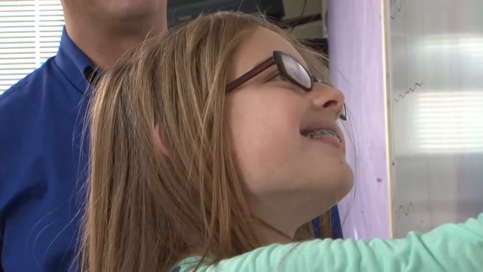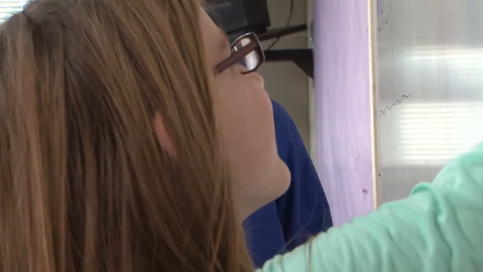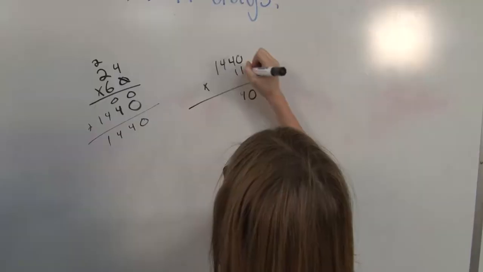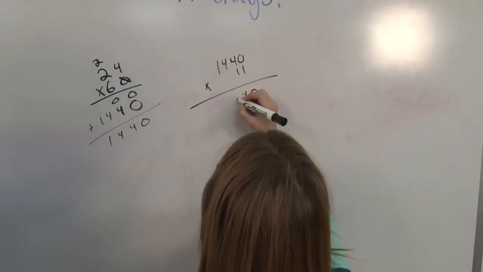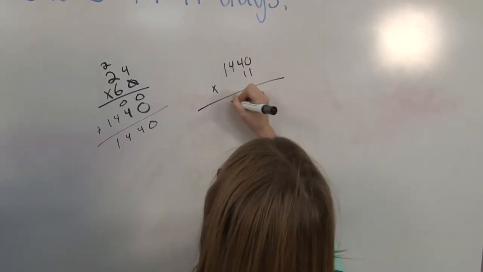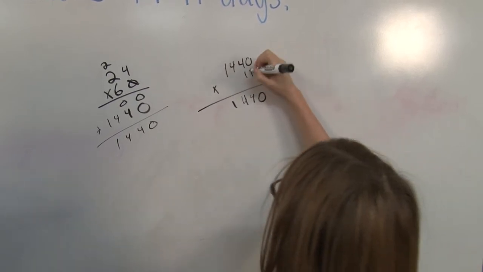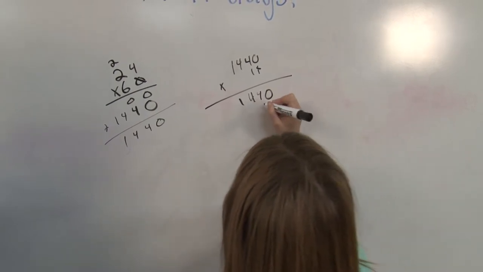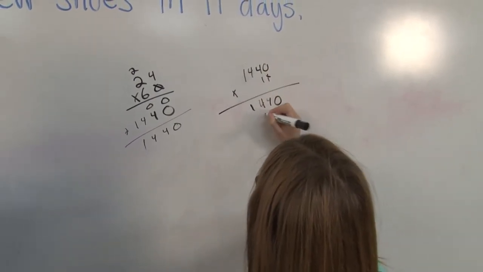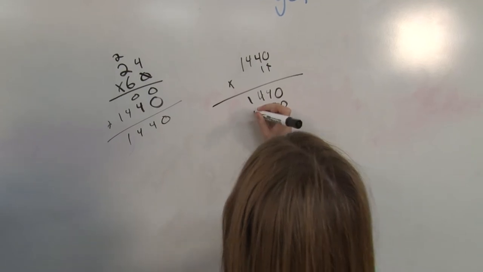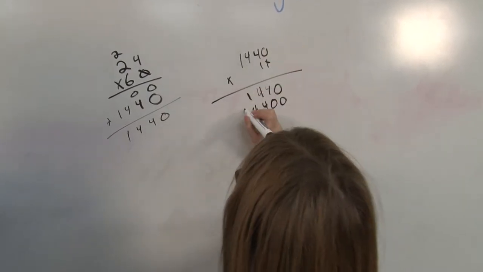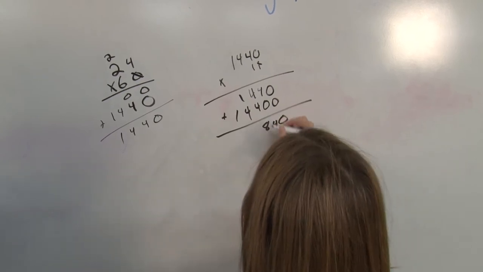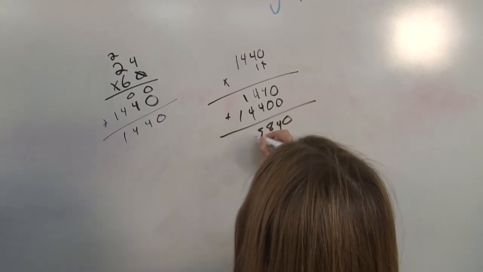1 times 0, I mean 0. Okay, you caught yourself there, huh? 1 times 4 is 4. 1 times 4 is 4. Right. And 1 times 1 is 1. And then cross out that 0 right here. 1 times 0, 0. Mm-hmm. 1 times 4, 1 times 4 again, and 1 times 1. Add that, 0, 4, 8, 5, 1.